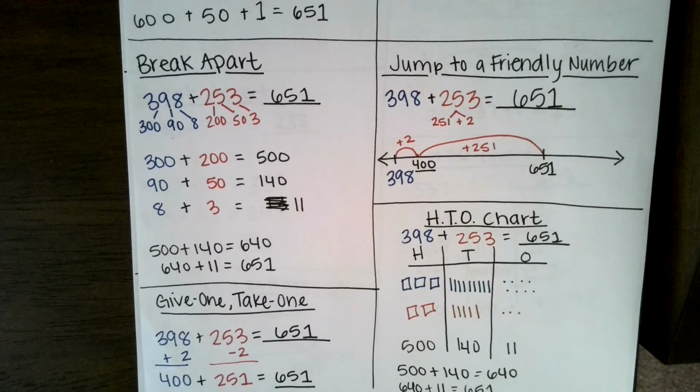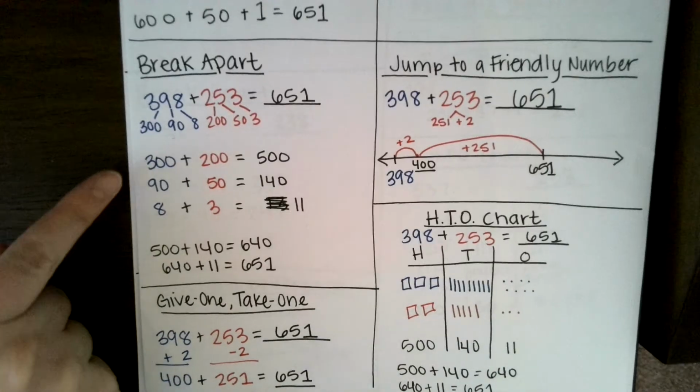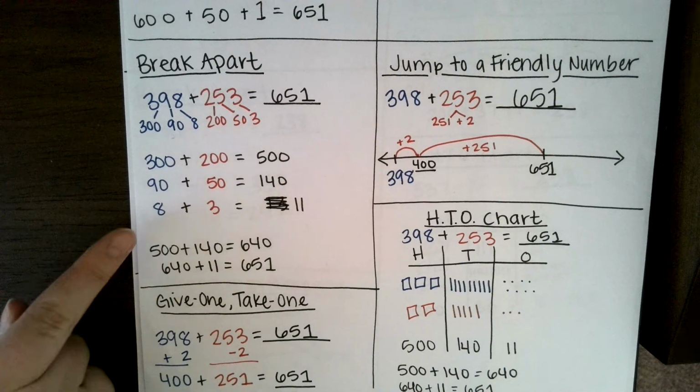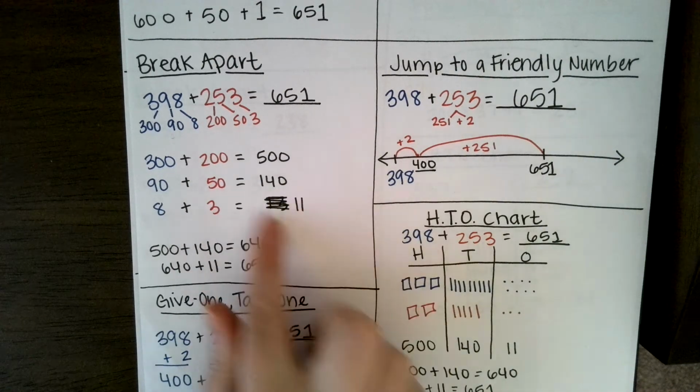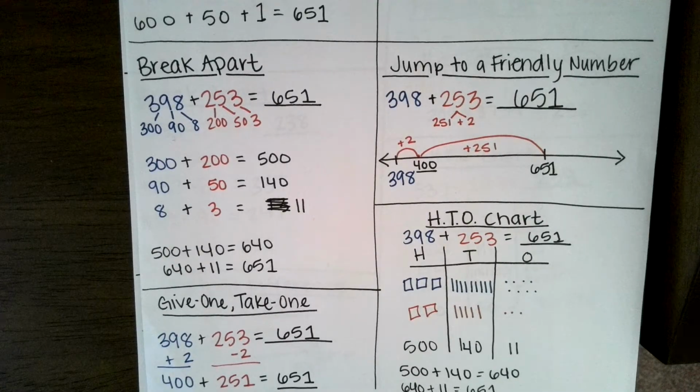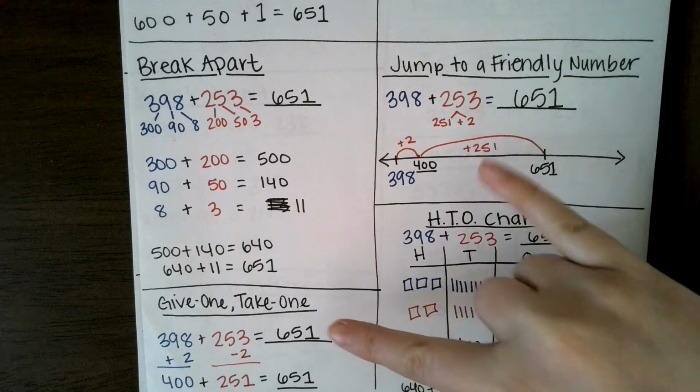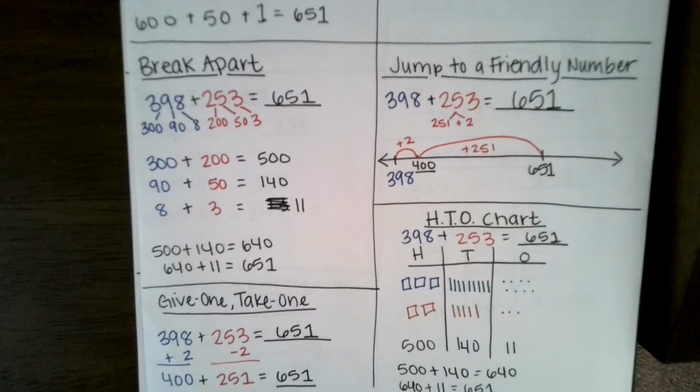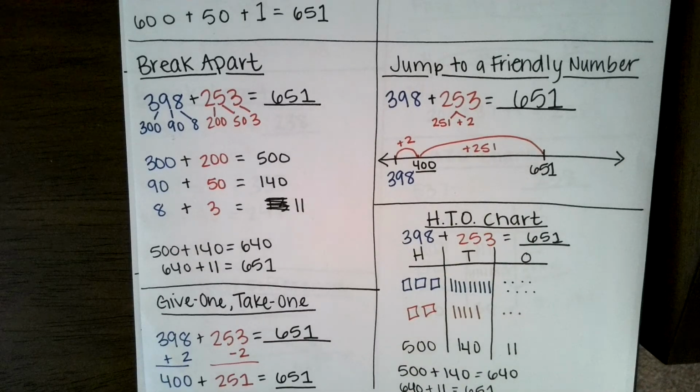The last strategy on this poster is the break apart strategy. You can see that you are adding by the hundreds, then adding the tens, then adding the ones, and putting all of those amounts together. All of these strategies will get you to the final answer, but with this problem that we see on this poster, these two strategies were the most efficient to choose. They are even more efficient than the standard algorithm.